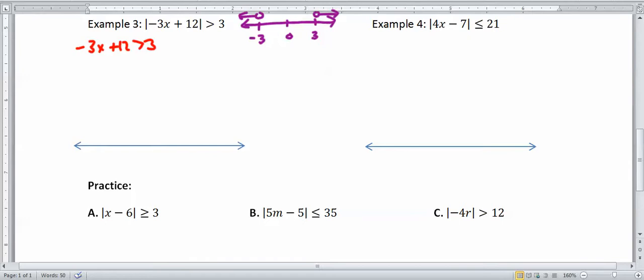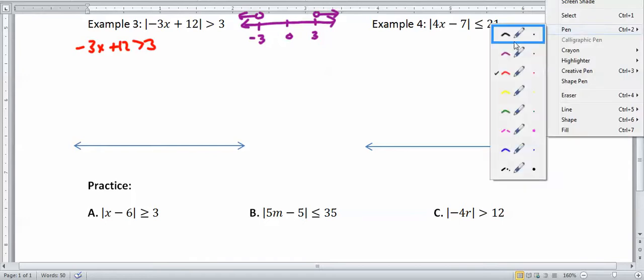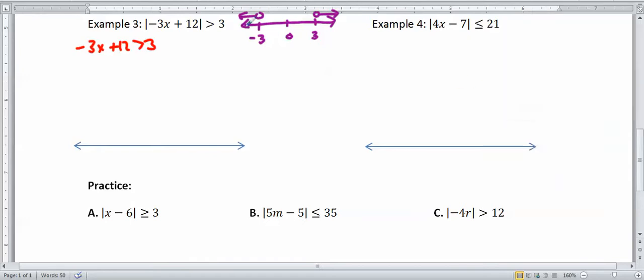And the other option is that it can be anything less than or to the left of negative 3. Okay, and I'm going to solve both of these equations, so I'll start with my green one.